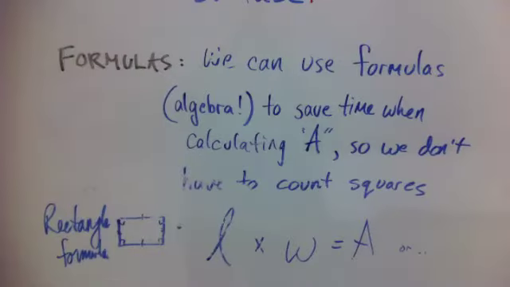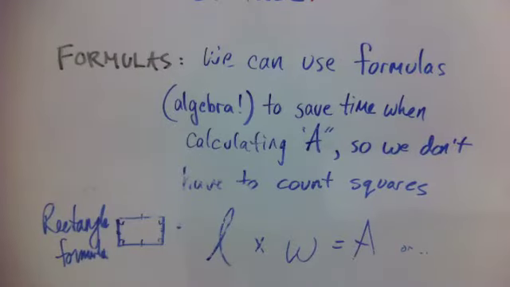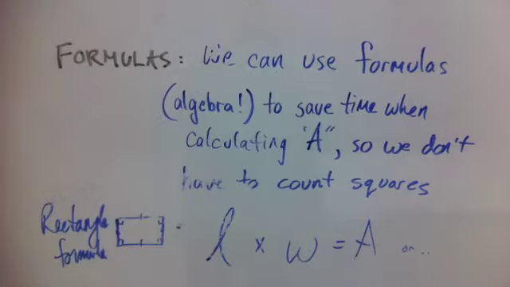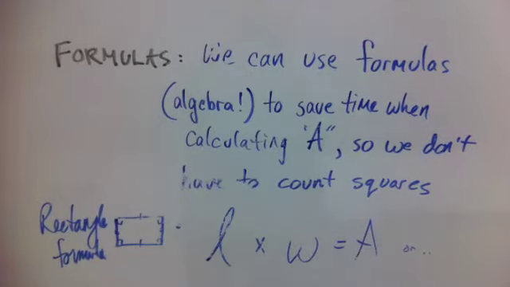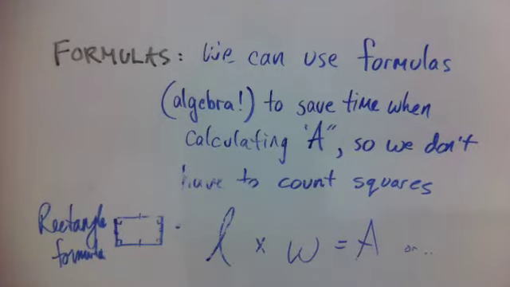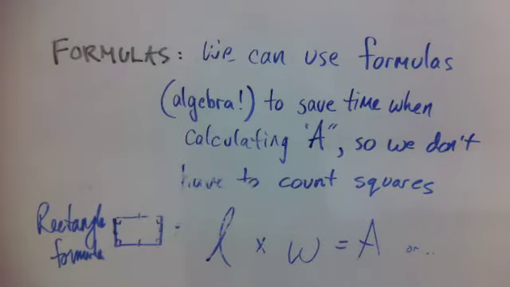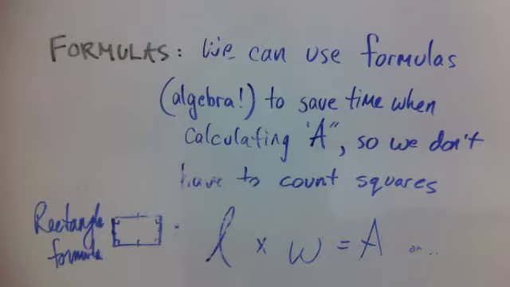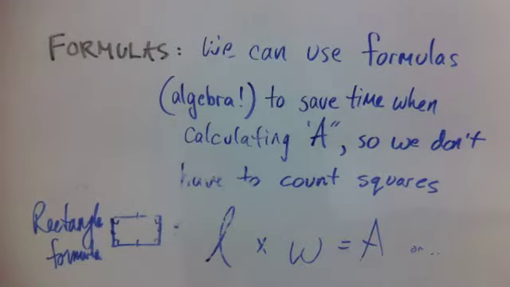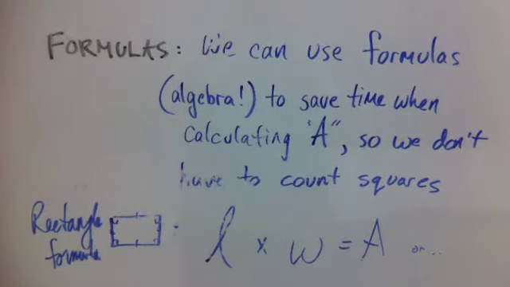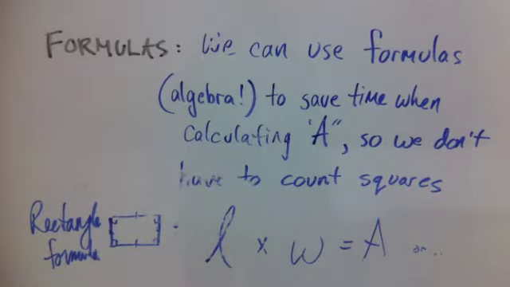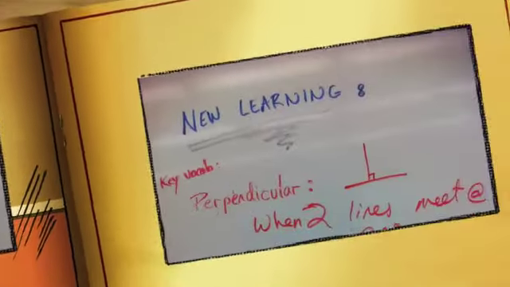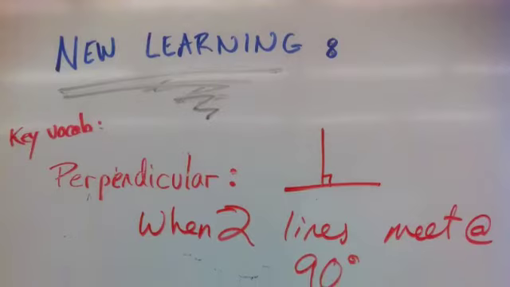We talked about how we can use formulas. First in grade 5, it's related to algebra, because it uses letters, and it will save us time. When in doubt, we count squares, but as grade 6, with shapes we know, we apply a formula. Like for example, length times width equals area was a formula you learned for rectangles in grade 5. Or we can learn a new one.